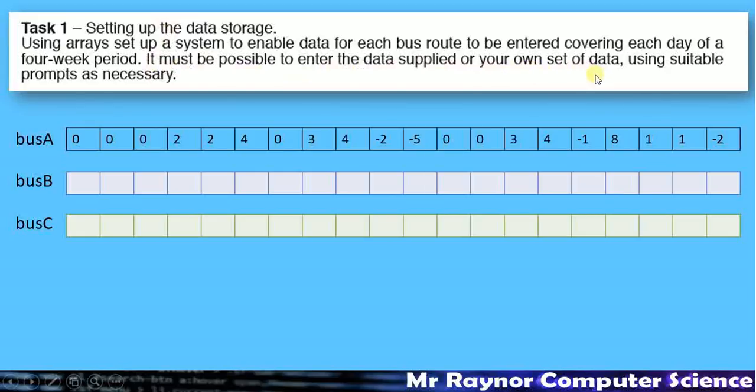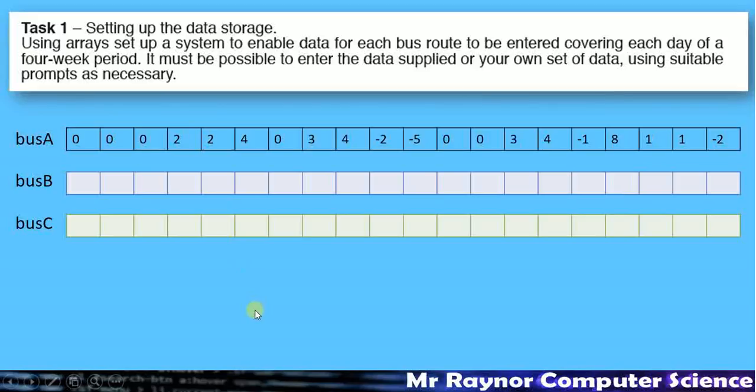So this second sentence says it must be possible to enter the data supplied or your own set of data. Now in practice you won't really want to have to type in over 100 sets of data to test your program. So there's different things you could do. You might reduce that to only having a couple of buses, or you might reduce the number of days and weeks that you cover in your program. But just again, think ahead to the exam.